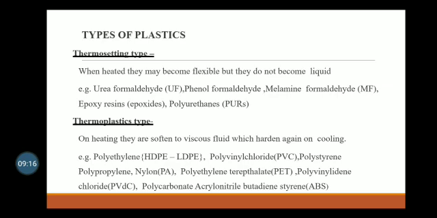Thermoplastic type. On heating, they are softened to a viscous fluid which hardens again on cooling. For example, polyethylene HDPE, LDPE, polyvinyl chloride PVC, polystyrene, polypropylene, nylon PA, polyethylene terephthalate PET, polyvinylidene chloride PVDC, polycarbonate, acrylonitrile butadiene styrene ABS.